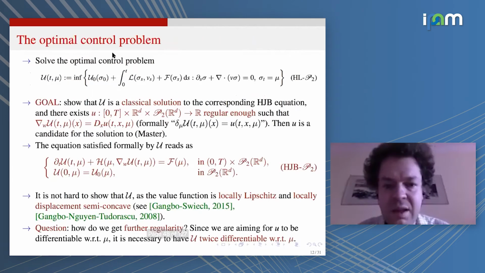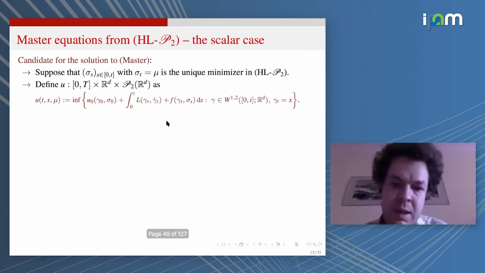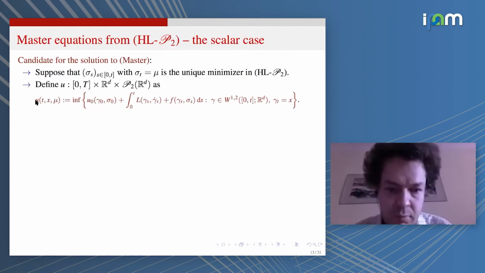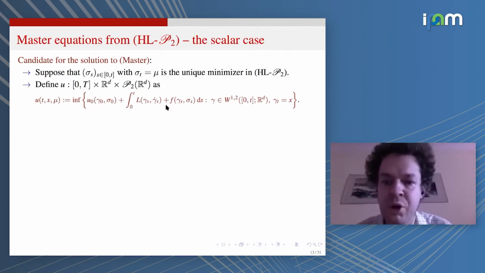So I am having this optimal control problem where my optimizers are curves in the Wasserstein space. Imagine that I can find a unique minimizer for this action minimization problem, optimal control problem. And I define this little u function to be the value function for this finite dimensional optimal control problem.